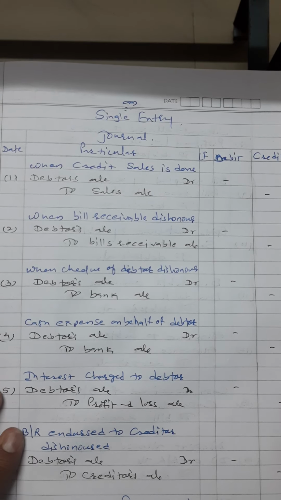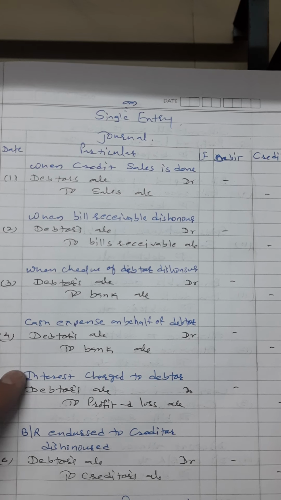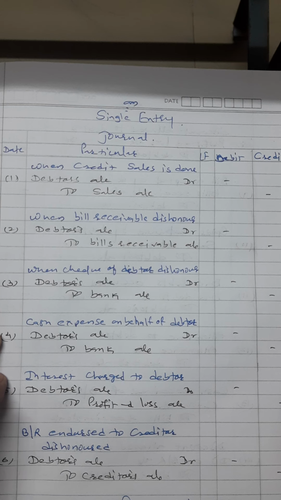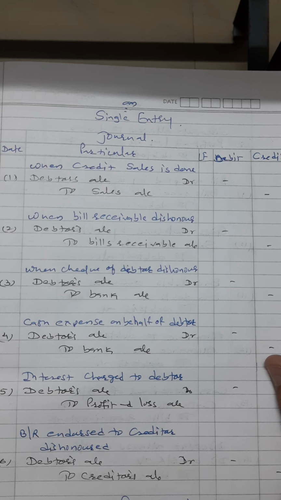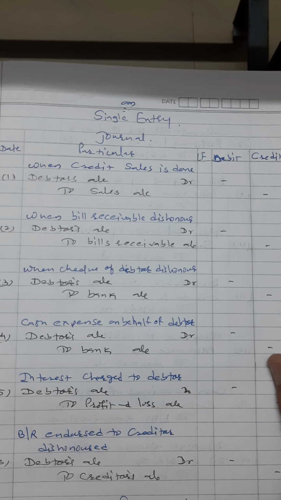Today we are going to understand some of the journal entries of the chapter single entry in journal accounts, which will help you to post these entries into the accounts easily so that you may not find any difficulty. Now first entry is when credit sale is done, so you have to write debtors account debit to sales account, and according to that you have to post this entry.